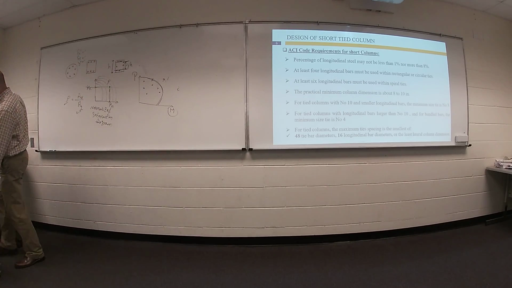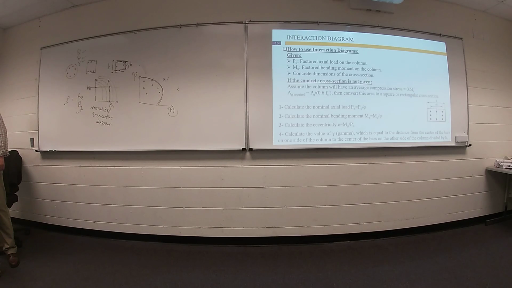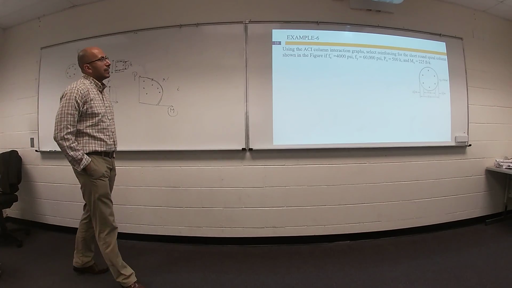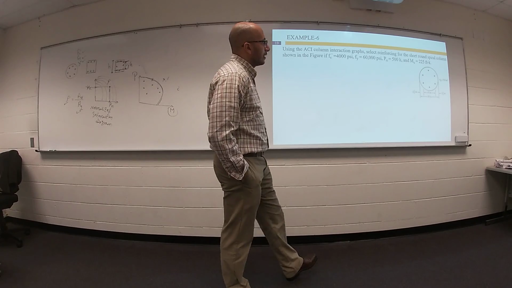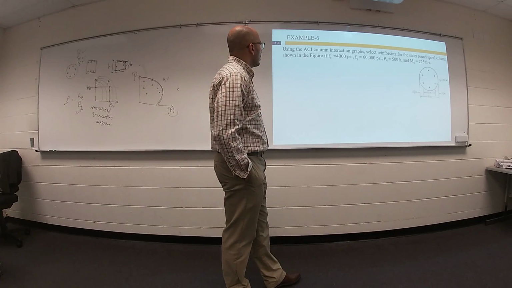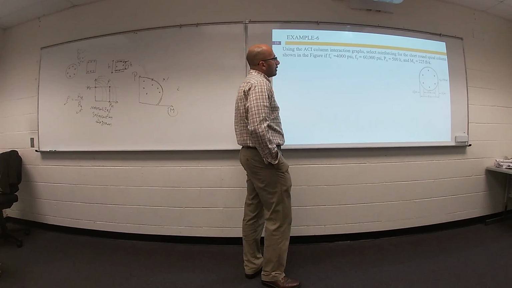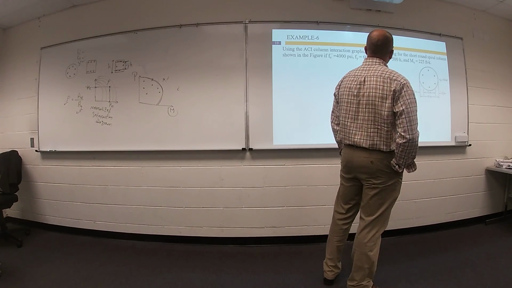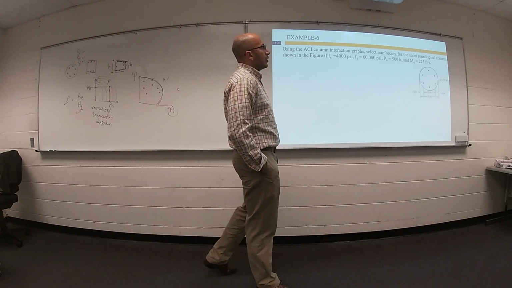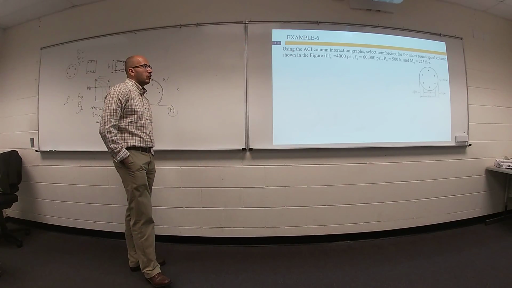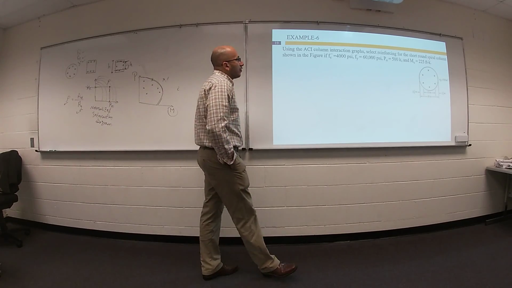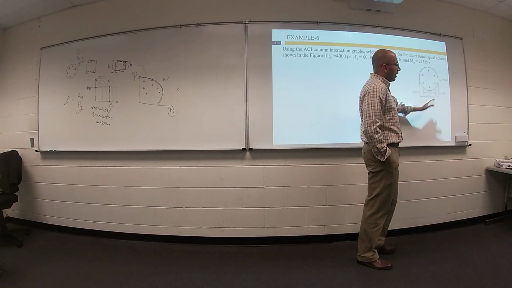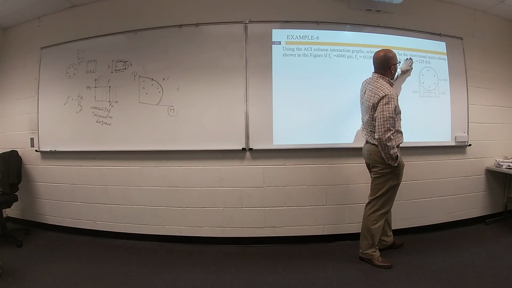One more example, the last one. Using the ACI column interaction graph, select reinforcement for the short round spiral column shown in the figure, given f'c, fy, Pu and Mu. We don't know how much reinforcement we need. Also, this column is under the effect of normal axial force and moment. So axial and moment, I will use an interaction diagram. What will happen if we don't have moment?